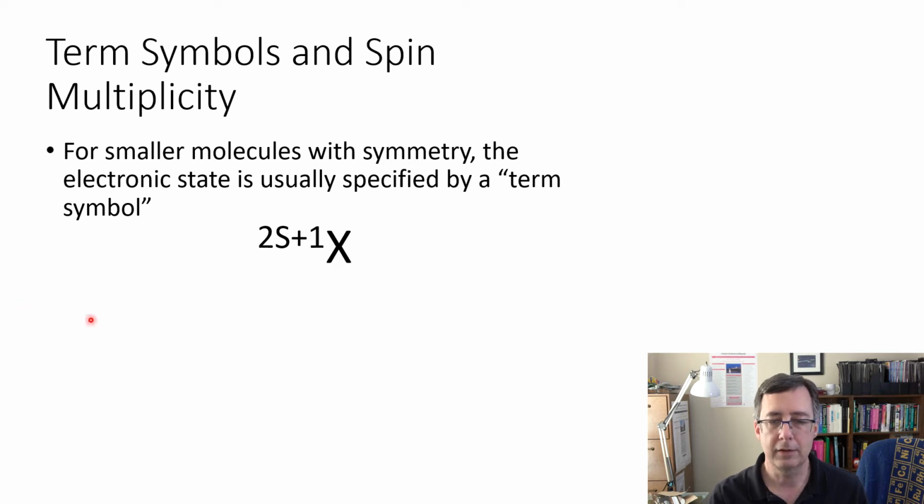You have some kind of symbol X, and then it's got a superscript on the left, which only takes certain allowed values. It has to be 2S plus 1, the spin multiplicity. So you put the multiplicity on the left as a superscript, and then X is some kind of symmetry label that comes from group theory.